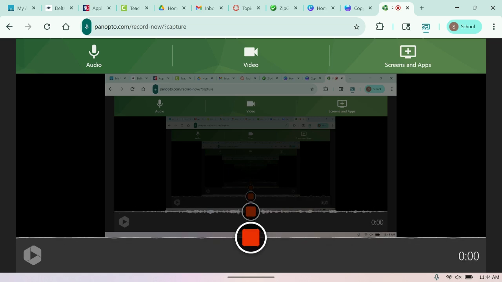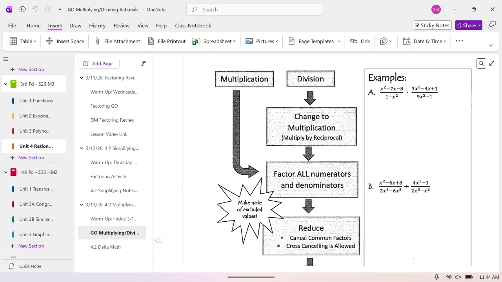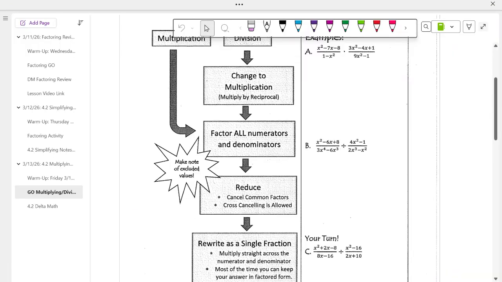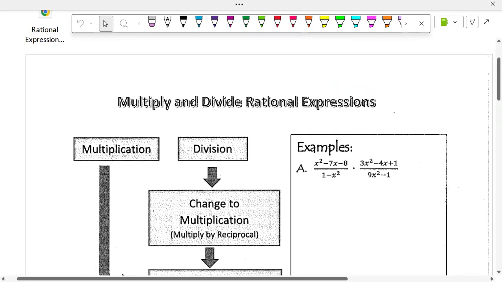Sometimes you have to manipulate them in order for it to be able to cross out. Now, multiplication and division is pretty close to simplifying. It's actually almost exactly like it. You just got to do a little bit more with it. So, I'm on that pink graphic organizer. First off, multiplying and dividing rational expressions.